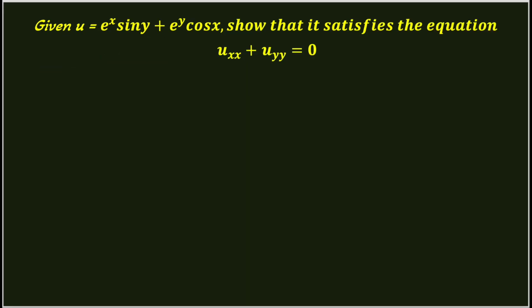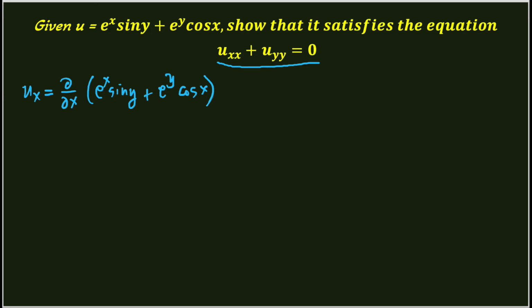Here in the third example, this is a different example because we are given here a function, and the requirement is we will verify if this equation will be satisfied: u sub xx plus u sub yy is equal to 0. So the first thing that you should do here is to find u sub x and u sub y. So u sub x is equal to the partial with respect to x of the given function, e to the x sine of y plus e to the y cosine of x.